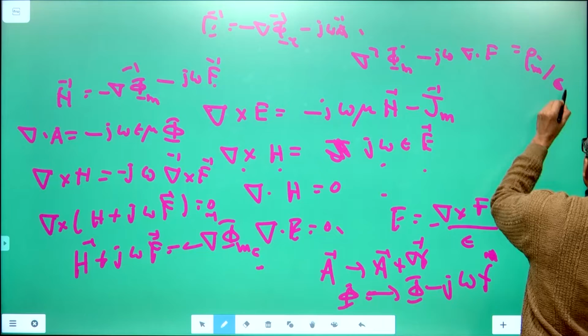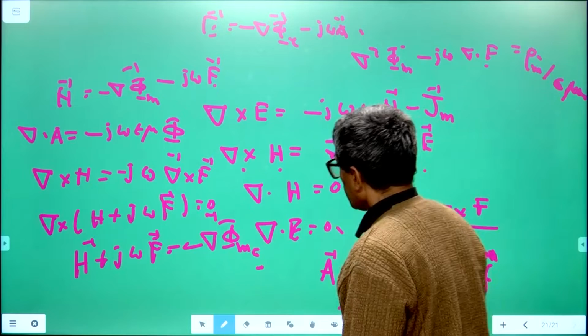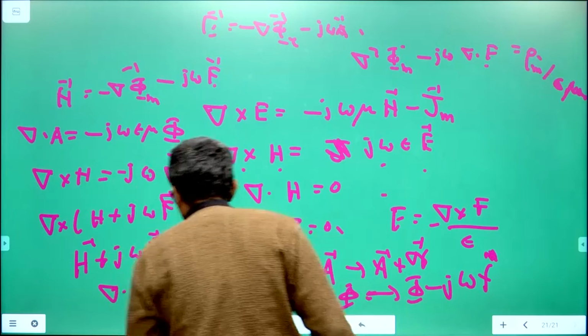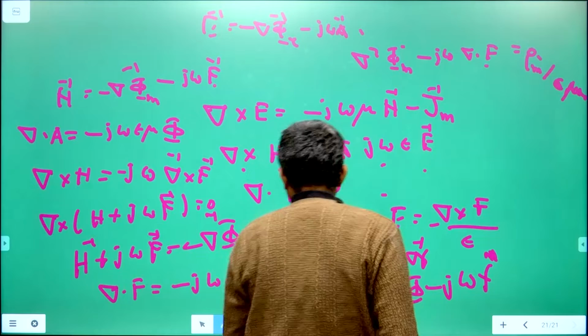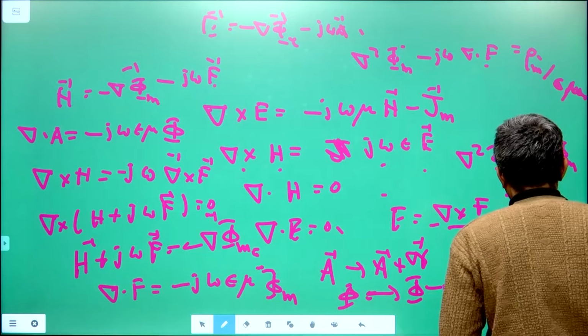And then when you apply the gauge condition, namely del dot F is equal to minus j omega epsilon mu into phi m, just as you apply the Lorentz gauge condition, you will get the wave equation for phi m, namely del square phi m plus k square phi m is equal to minus rho m by epsilon naught, where k square is omega square epsilon mu.